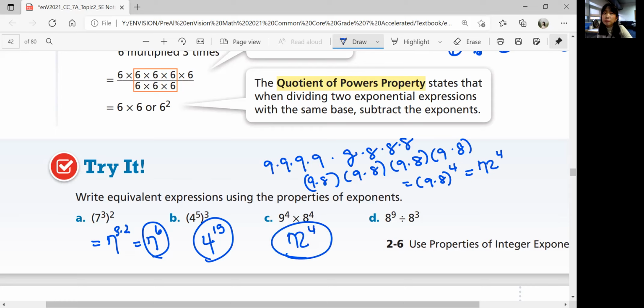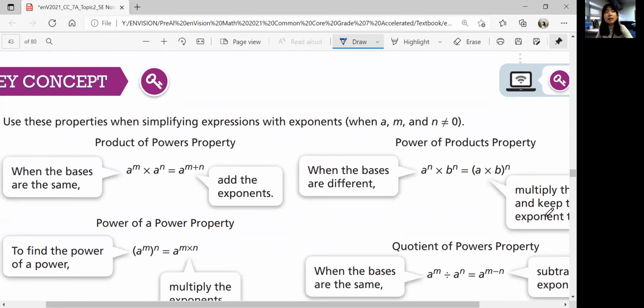Okay, that's part C. Part D, a to the power of 9 divided by a to the power of 3. You have the same base, different powers, and it's division. Which property are we using? The quotient of powers property. It means you can subtract your powers. 9 minus 3 is 6. So yes, a to the 6th power. Do not change your base. The only time you're going to change the base is when you have the power of products property and you have the same power.